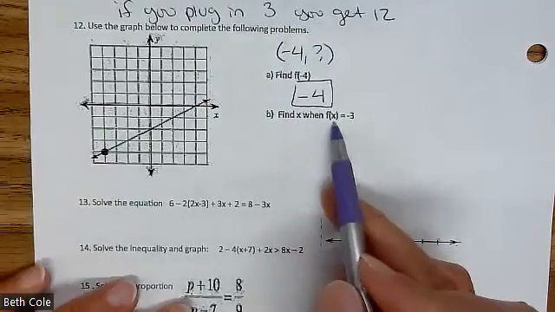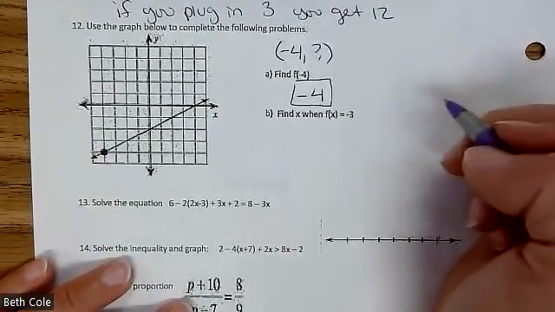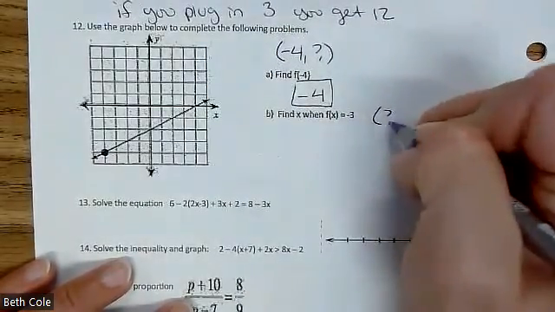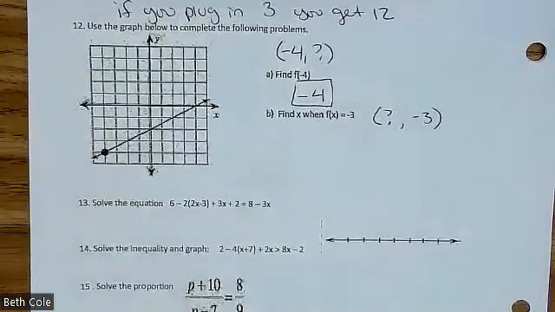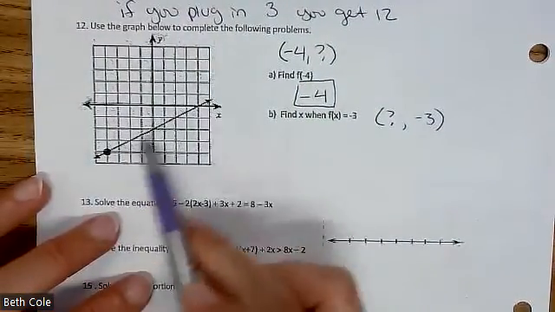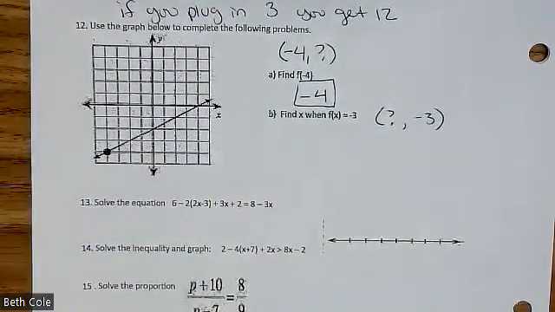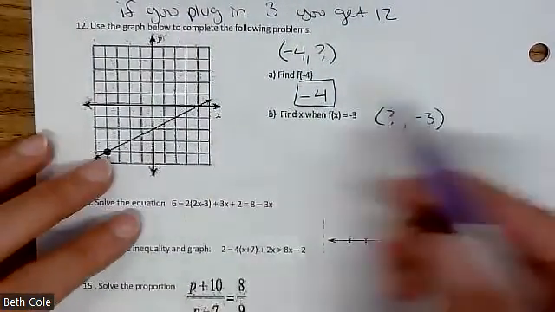And then this one's backwards. Find x when the output is -3. That means you want something, comma, -3. So you just have to look on this line until you find a point that is something, comma, -3.